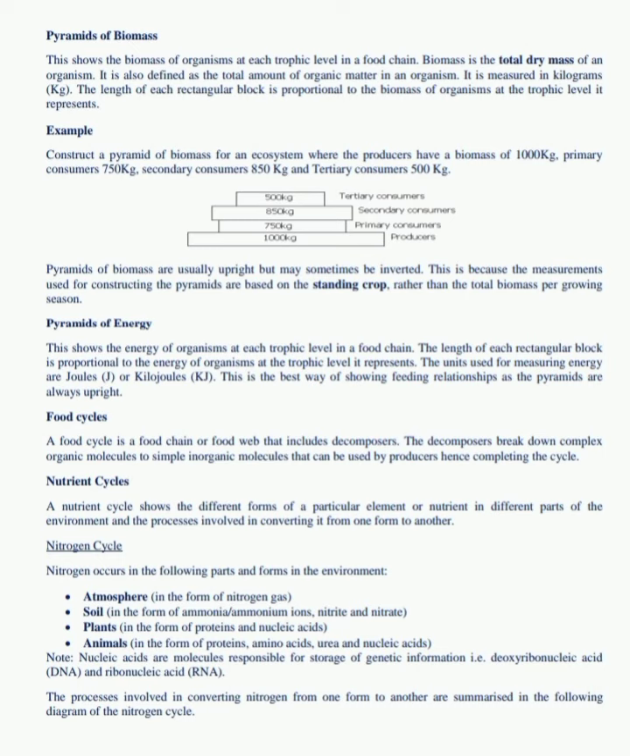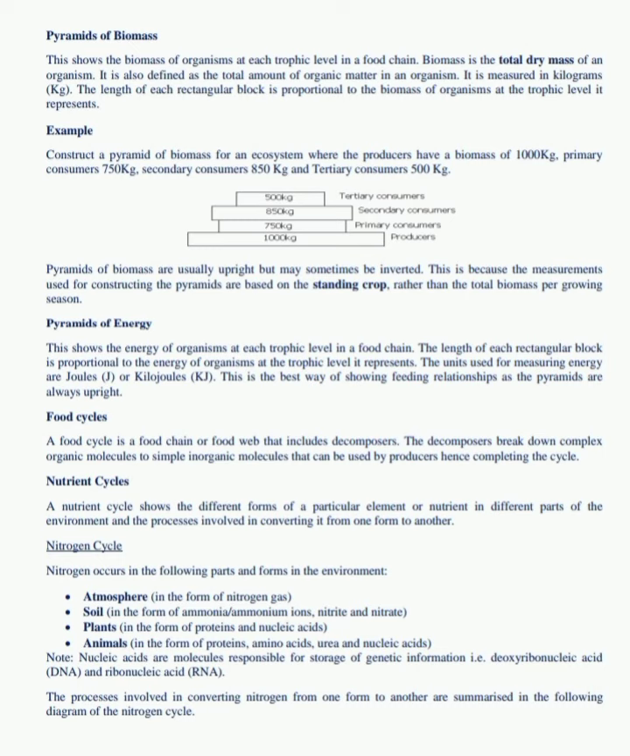Okay, so whenever you're asked to construct a pyramid of biomass, you just make sure that your rectangular blocks are proportional to the mass that is given. These pyramids of biomass are usually upright, though sometimes they may be inverted, right? Inverted is when you have small producers but they're feeding quite a lot of primary consumers or even secondary consumers. For example, when you're looking at parasites, there'll be quite a lot of them compared to the number of producers that are there. That's all for pyramids of numbers and pyramids of biomass.